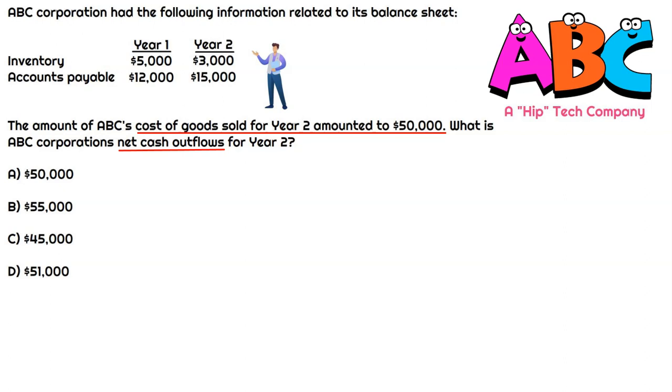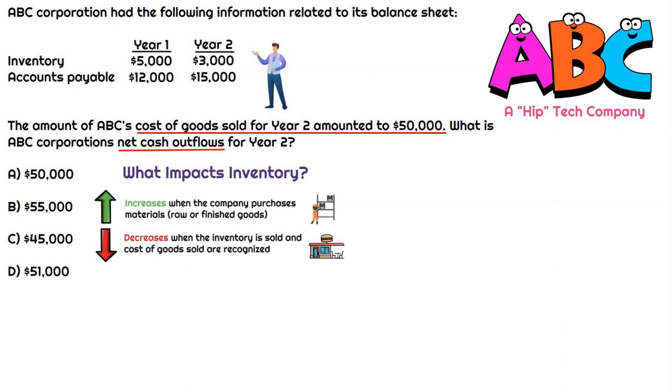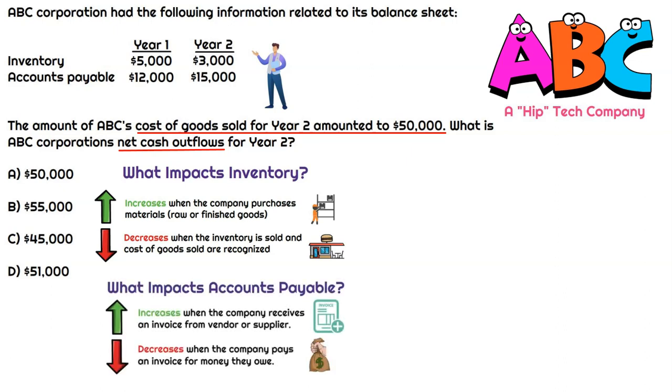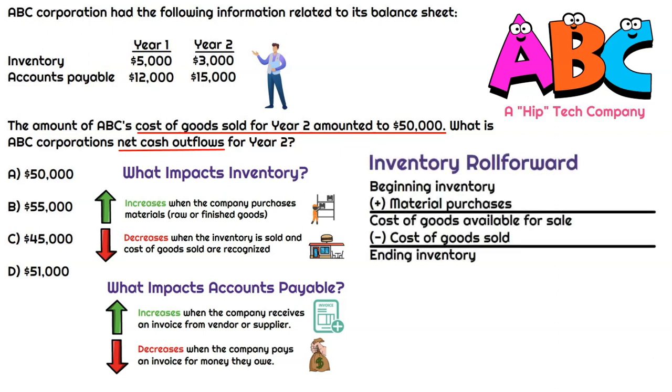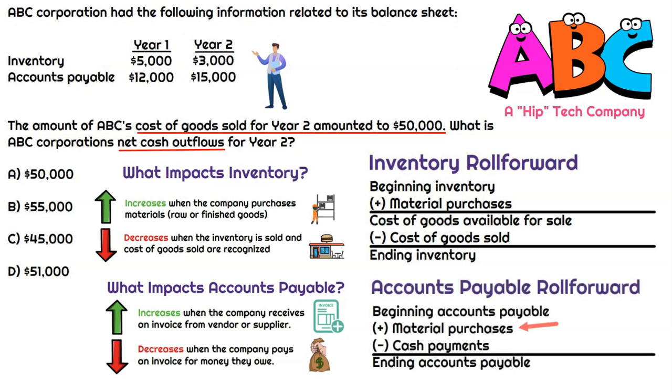So if we think about it, when we purchase materials, well, that increases inventory because we're adding it to inventory. But then those material purchases, we receive invoices from vendors, and those get recorded in accounts payable. So that's how these two balances are related. So what we'll need to do is create an inventory roll forward first to figure out how much material we purchased, since we were given cost of goods sold information. And then we'll use that material purchases, plug it into the accounts payable roll forward, and that will help us figure out the cash payments made to suppliers during year two.